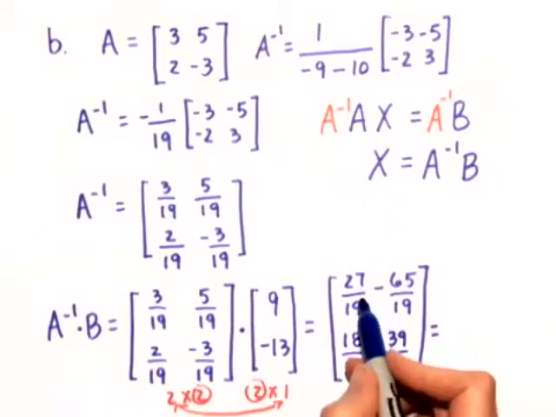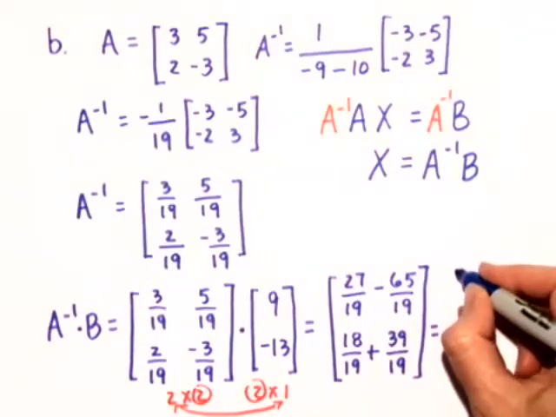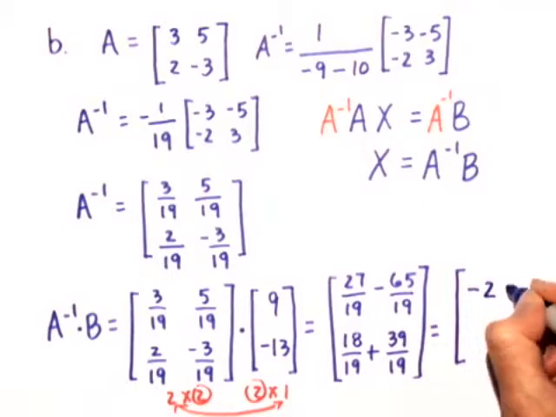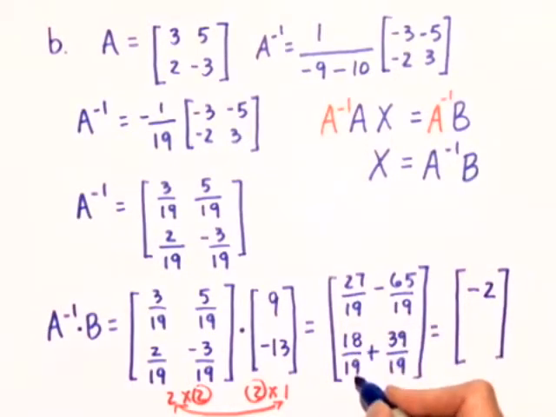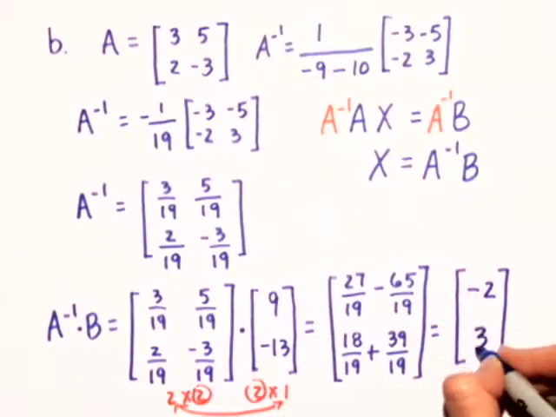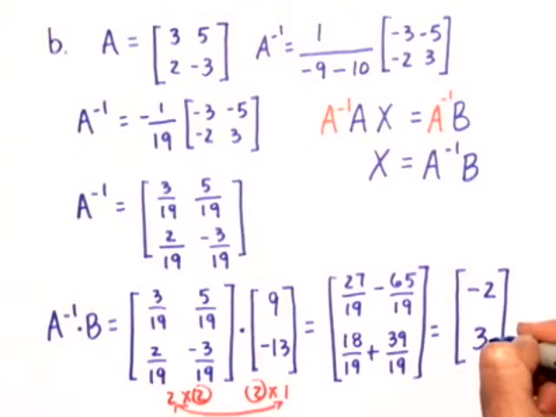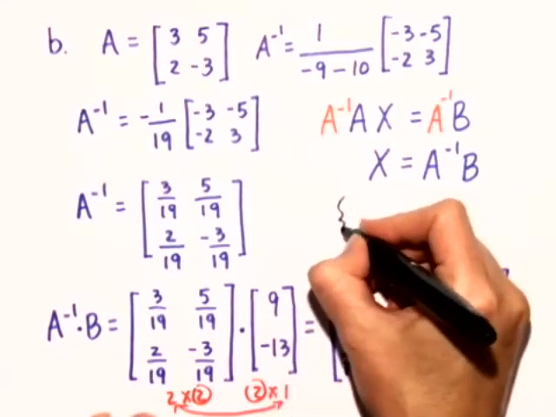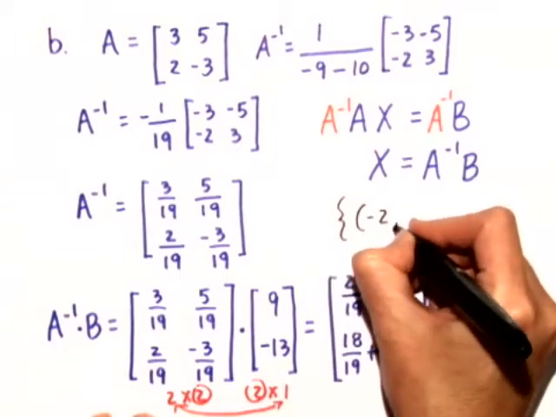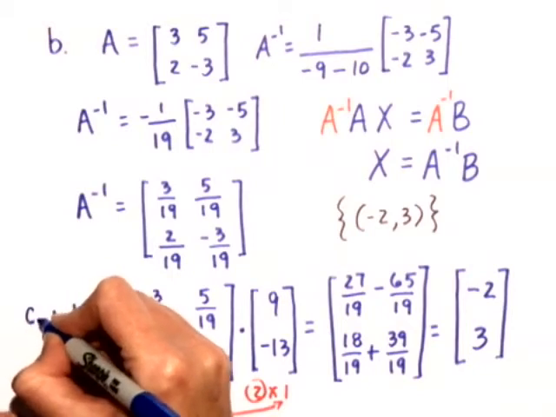When we simplify this, 27 over 19 minus 65 over 19 is just negative 38 over 19, which reduces to negative 2. 18 over 19 plus 39 over 19 is just 57 over 19, which reduces to positive 3. So we can say now that the solution to our system is that x is equal to negative 2 and y is equal to 3. And we can write the solution as the set of the point negative 2, comma 3. And this was the entire answer for part C.